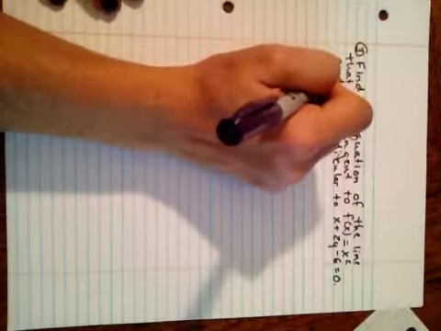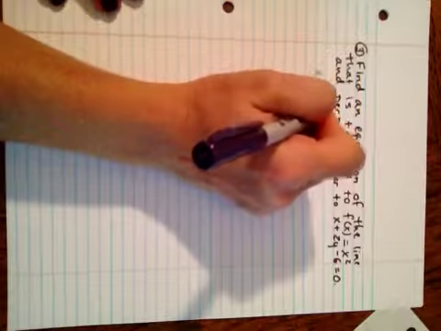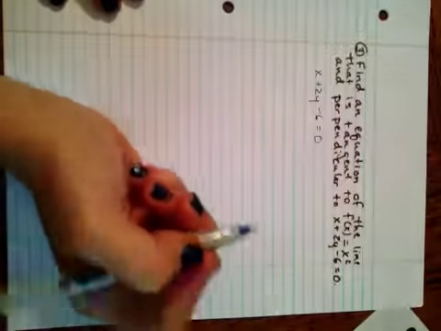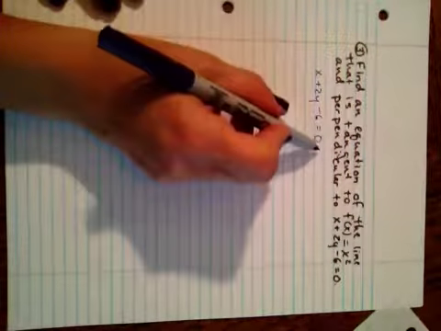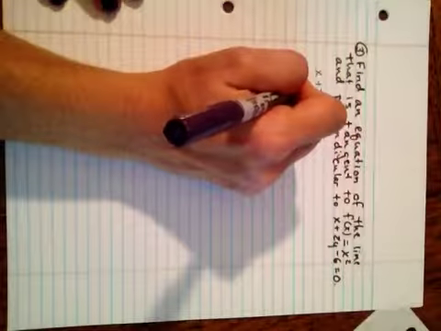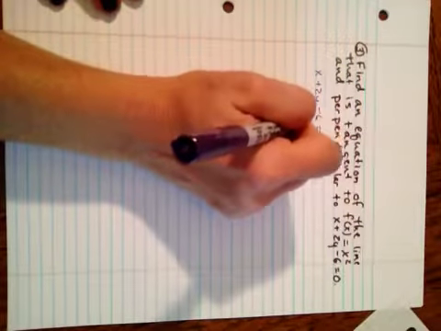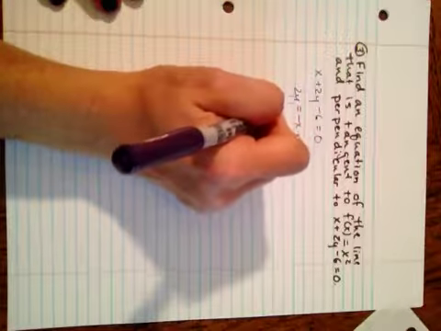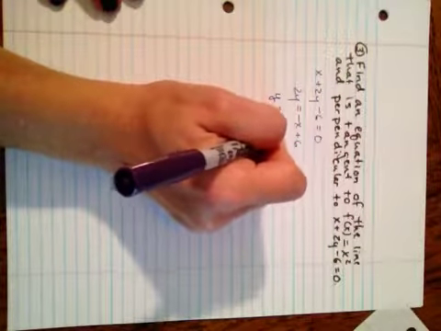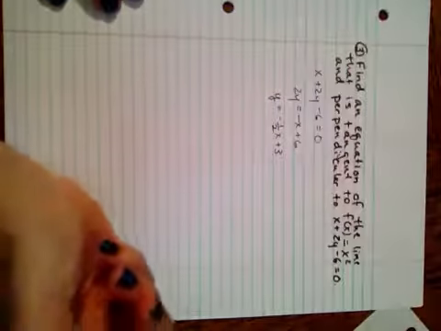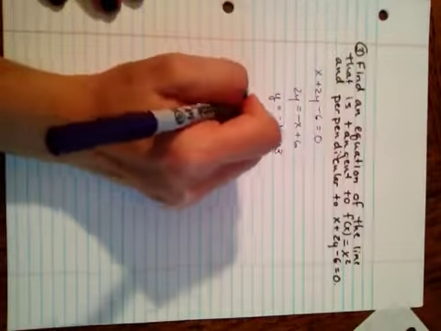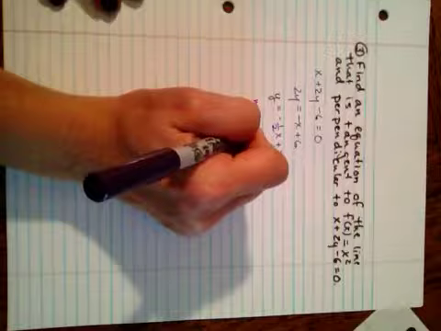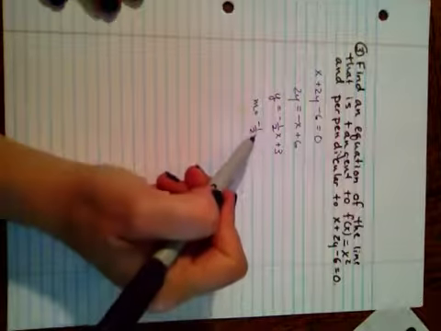So I have x plus 2y minus 6 equals 0. And I'm going to solve for y. So I'm going to subtract the x and add the 6. So 2y equals negative x plus 6. I'm going to divide everything by 2. So y equals negative 1/2 x plus 3. So the slope of this line is negative 1/2, which is not the slope of my line.